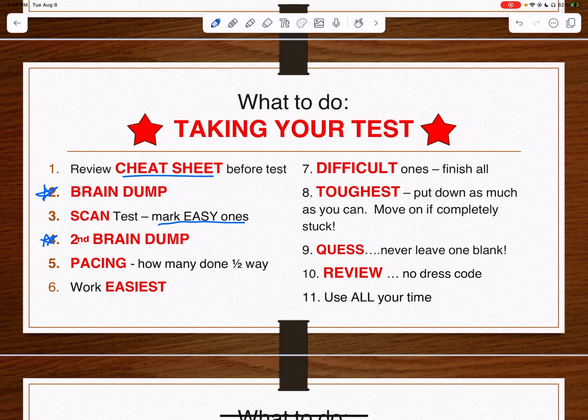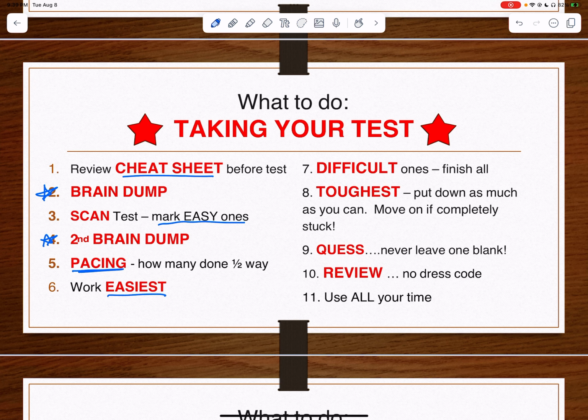I'm going to try and remember to tell you guys when you're about halfway through the test, okay? But if I don't, just look at the clock and say, okay, at this time I should be about halfway finished. That's going to help you so that you don't finish the test too late, okay? Then go ahead and start working those easiest problems, the ones that you checked. Mark those, work them first.